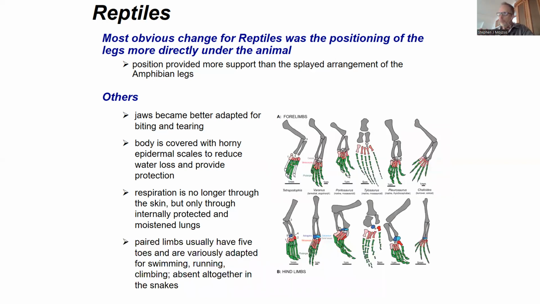The paired limbs of the amphibians, as I mentioned, were repositioned more under the body and usually have 5 toes in reptiles and are variously adapted for climbing, running, swimming, in the case of birds, flying, and they're altogether absent in the snakes, which followed another evolutionary path that didn't require them to have limbs.